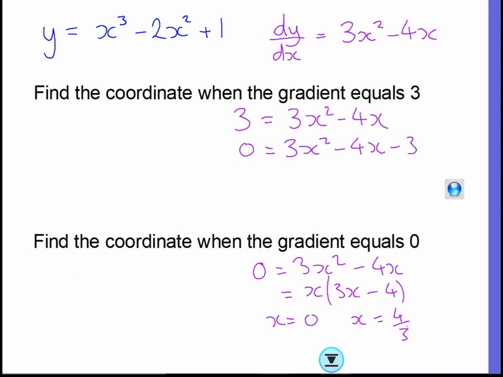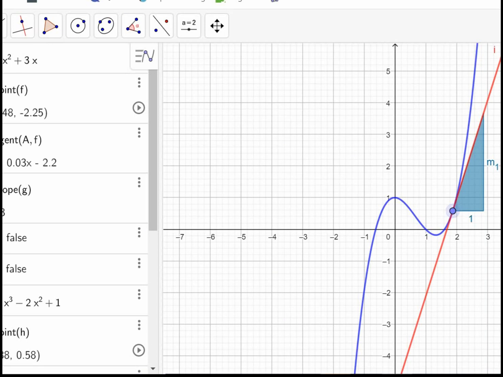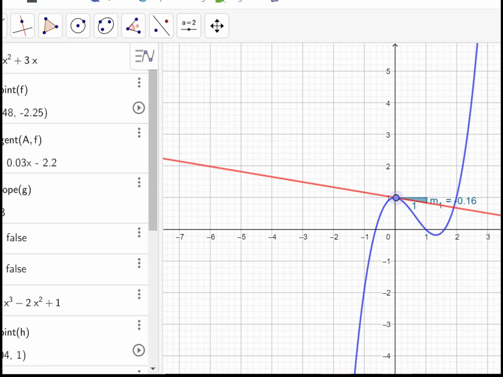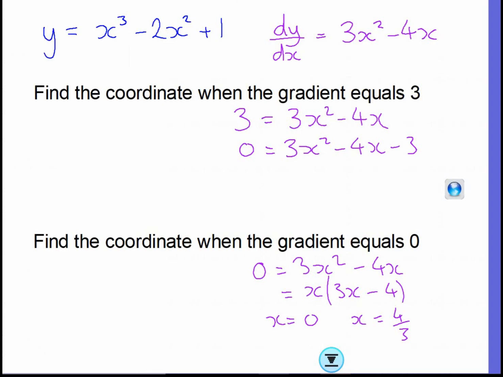So let's go to x is 0 and x to be 4/3, 1 1/3, and you should believe me that it works. So when x is 0, we had a gradient of 0, and when x is 1 1/3, you can see that's just about... You can't quite see this coordinate, but over here where I'm pointing it says 1.34, so it's pretty much spot on. Okay, so that's it.